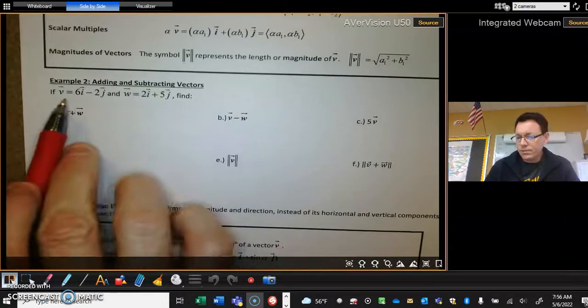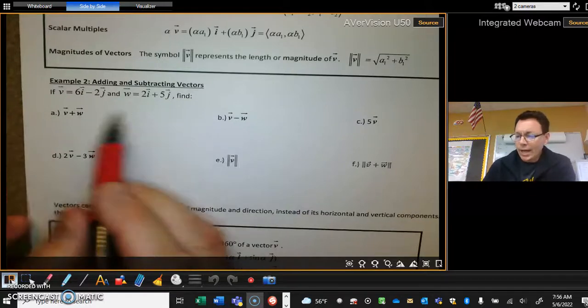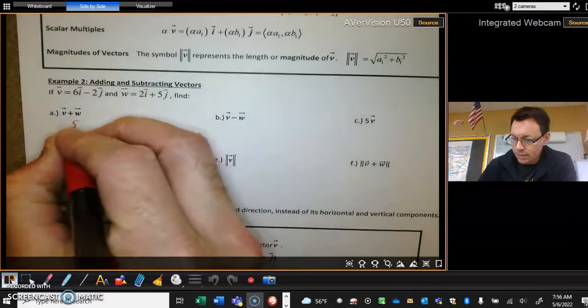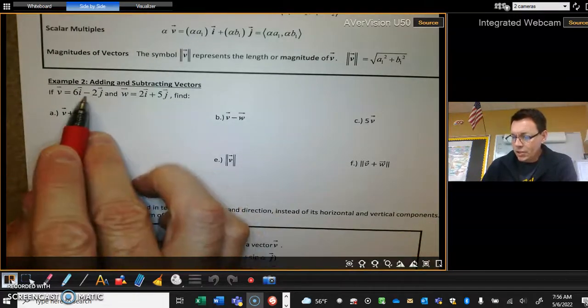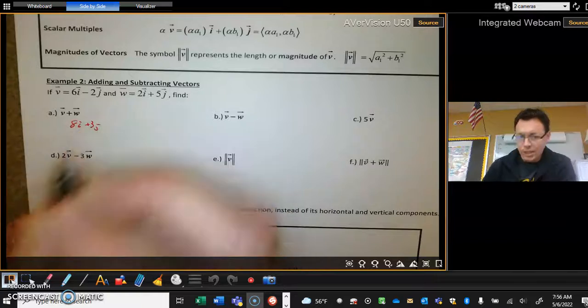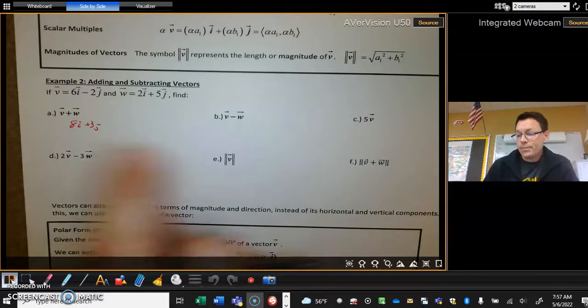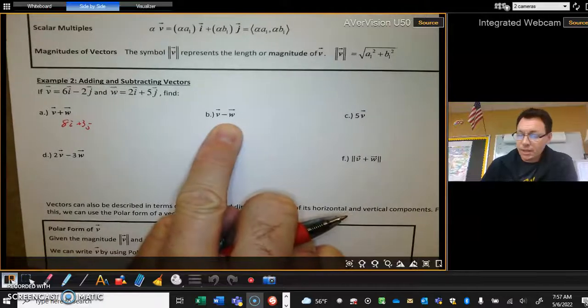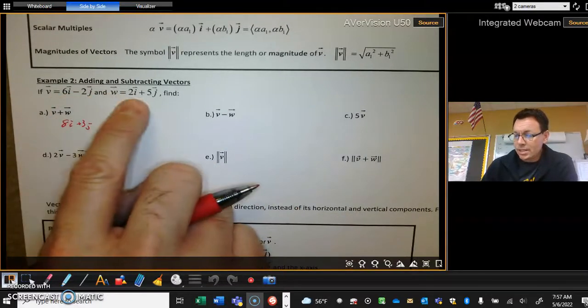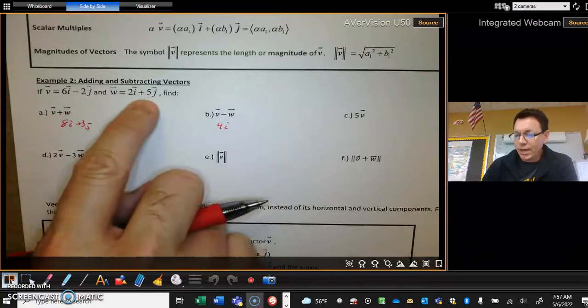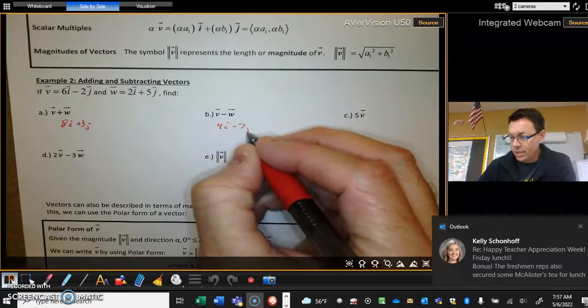Let's look at these examples right here. I've got 2 vectors, v and w. I want to add those 2 vectors together. Okay? So I'm going to add their i's, 8i. I'm going to add the j's, plus 3j, and that is my new vector, 8i plus 3j, that I do not have to draw. I didn't have to draw anything. I just had to add their parts together. Okay? To subtract, make sure you're distributing. So the 6i, we're going to subtract 2i. But then the negative 2j, we're going to subtract 5j. So negative 7j.